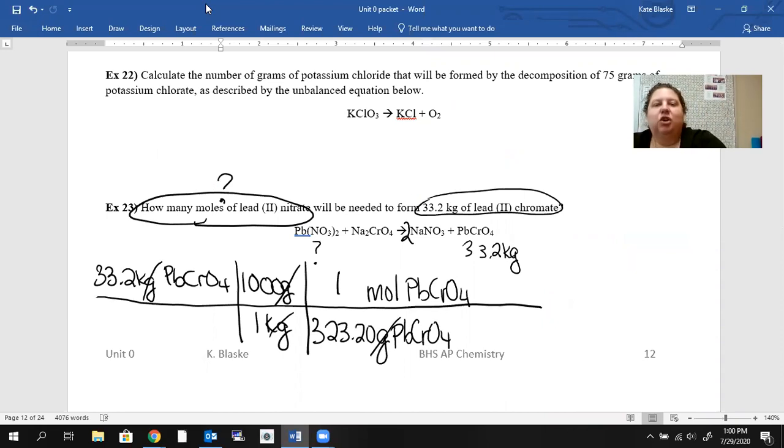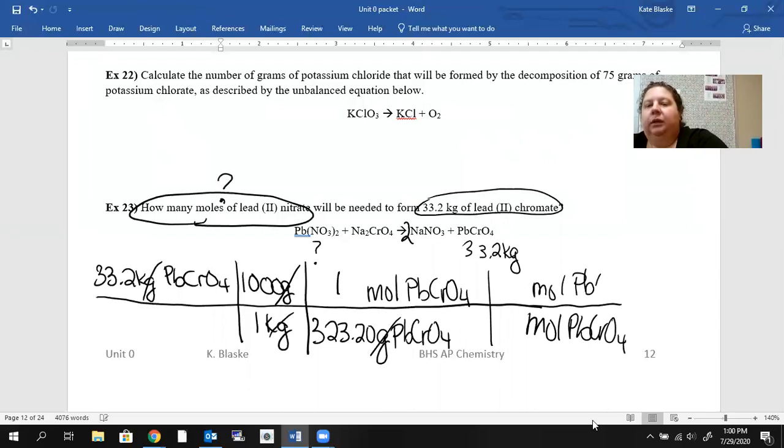Now what am I trying to get to? I'm trying to get to moles of lead 2 nitrate. So if I have moles of PbCrO4, the lead 2 chromate there, I want to turn that into moles of my lead nitrate. Those numbers come from my balanced equation. Those are the coefficients from my balanced equation. We call this our mole ratio. So the coefficient in front of the lead chromate is a 1. The coefficient from the lead nitrate is also a 1.